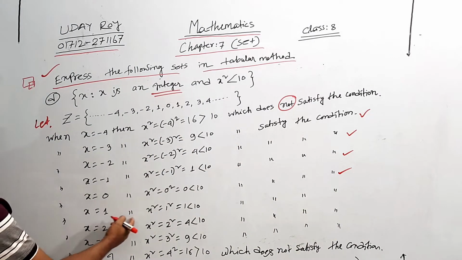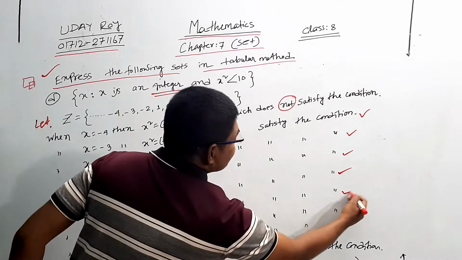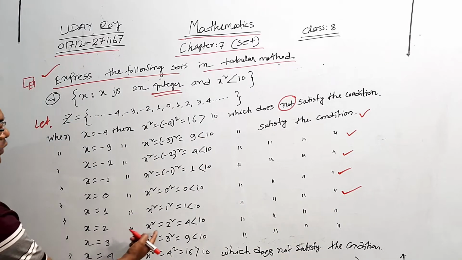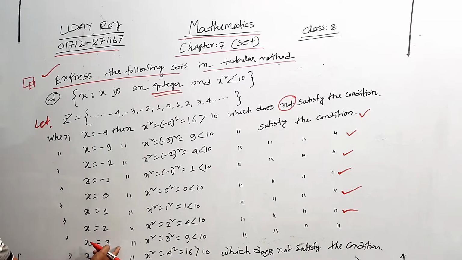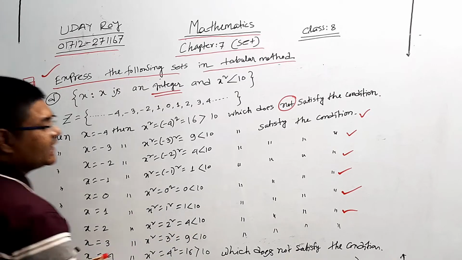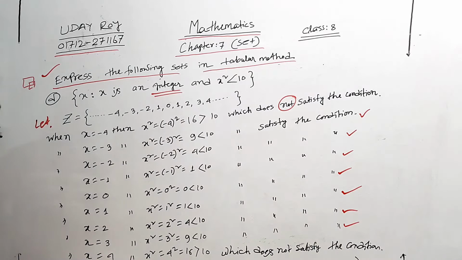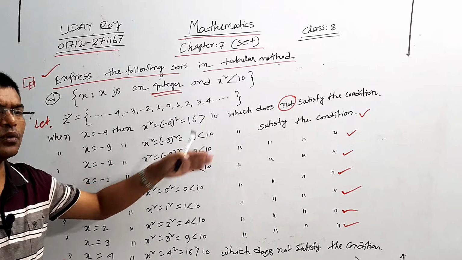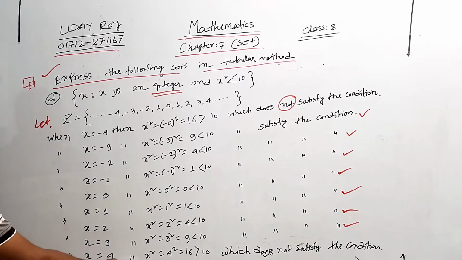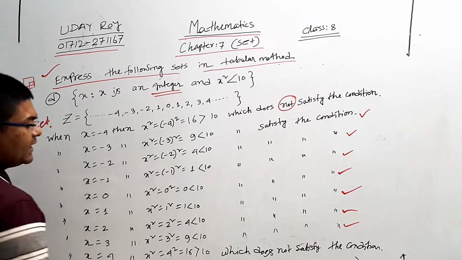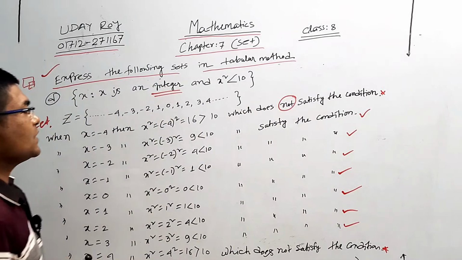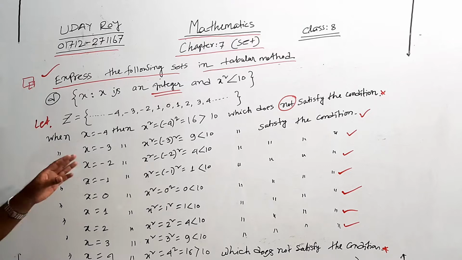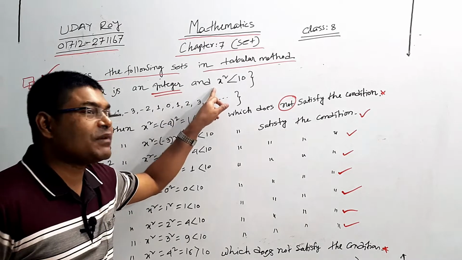In a similar way, x equals 1, we have 1, less than 10. This satisfies the condition. x equals 2, we have 4, less than 10, which satisfies the condition. And x equals 3, we have 9, less than 10, which satisfies the condition. And x equals 4, according to the question we have to take up to 4. So x square equals 4 square, 16, greater than 10. This does not satisfy the condition. So in tabular method, we write only the numbers which satisfy.